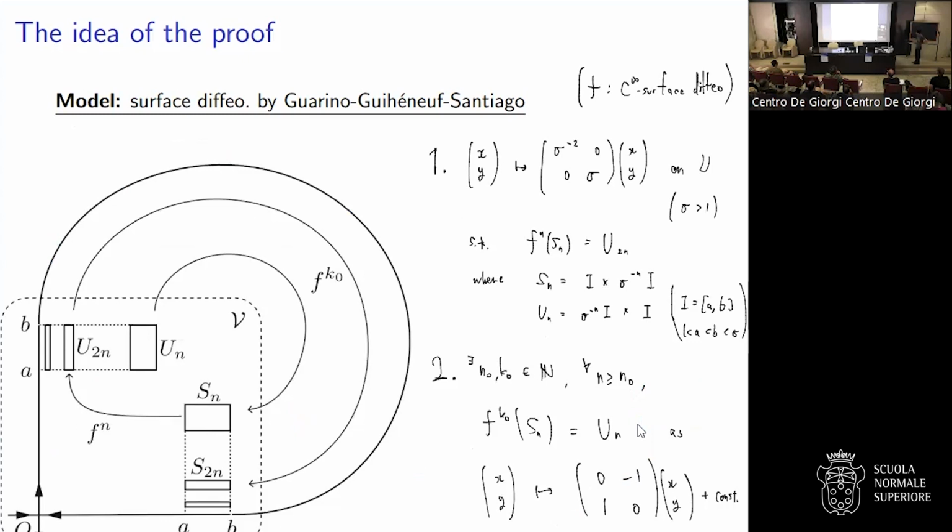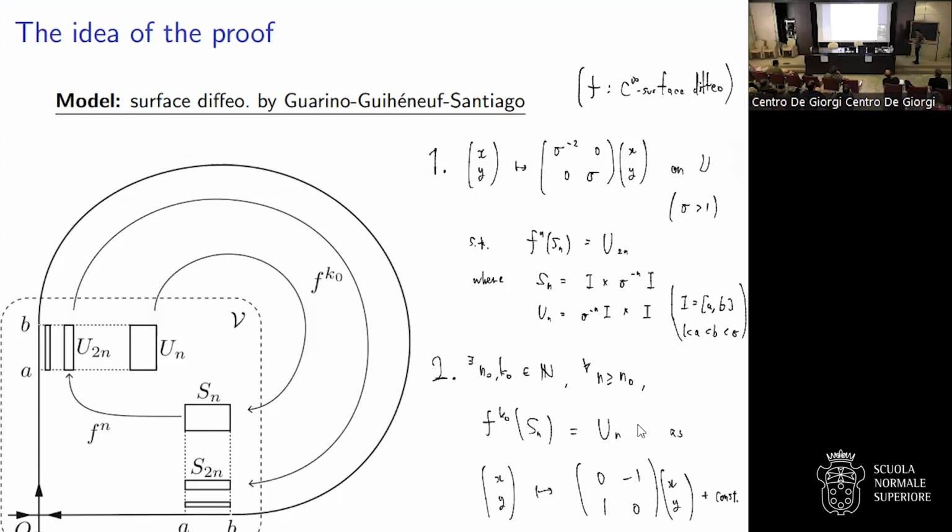So in this open set of R^2, which I call V, your dynamics is just linear by this hyperbolic matrix. So the x direction is contraction, and the y direction is expanding, and this is dispersive.